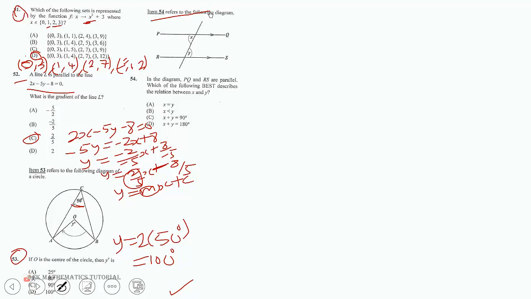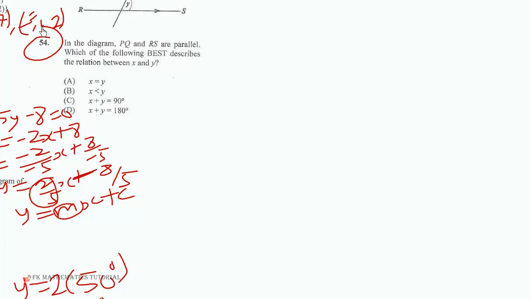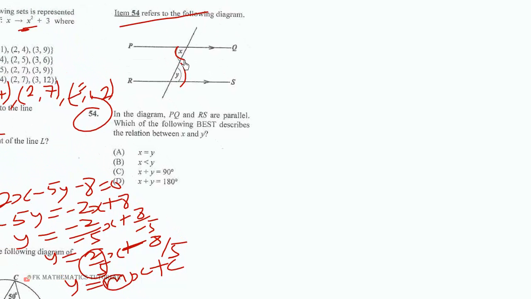Now let's look at item 54. Item 54 refers to the following diagram. In the diagram, PQ and RS are parallel. Which of the following best describes the relationship between X and Y? So this angle and this angle are alternate angles. Alternate angles are equal, so X is equal to Y. So the correct answer is option A.